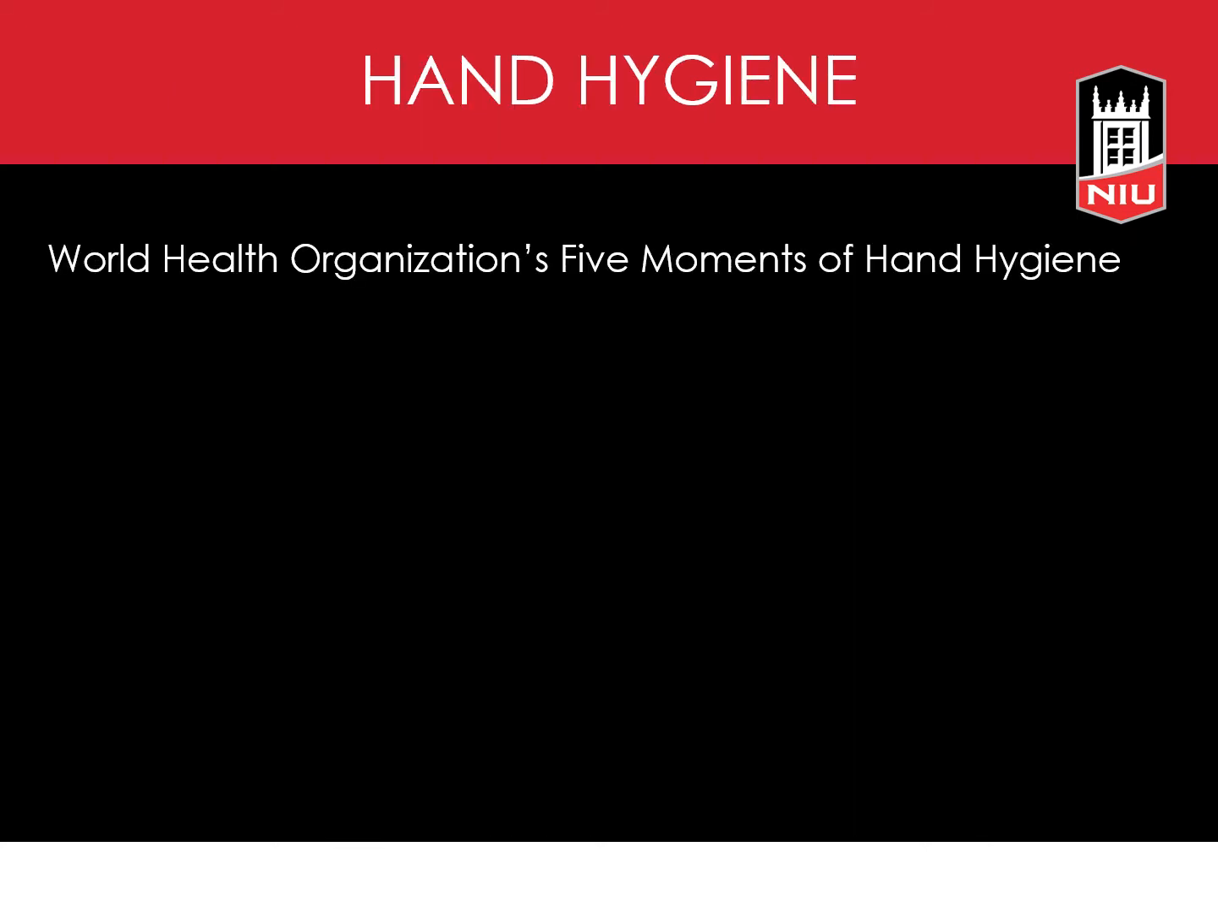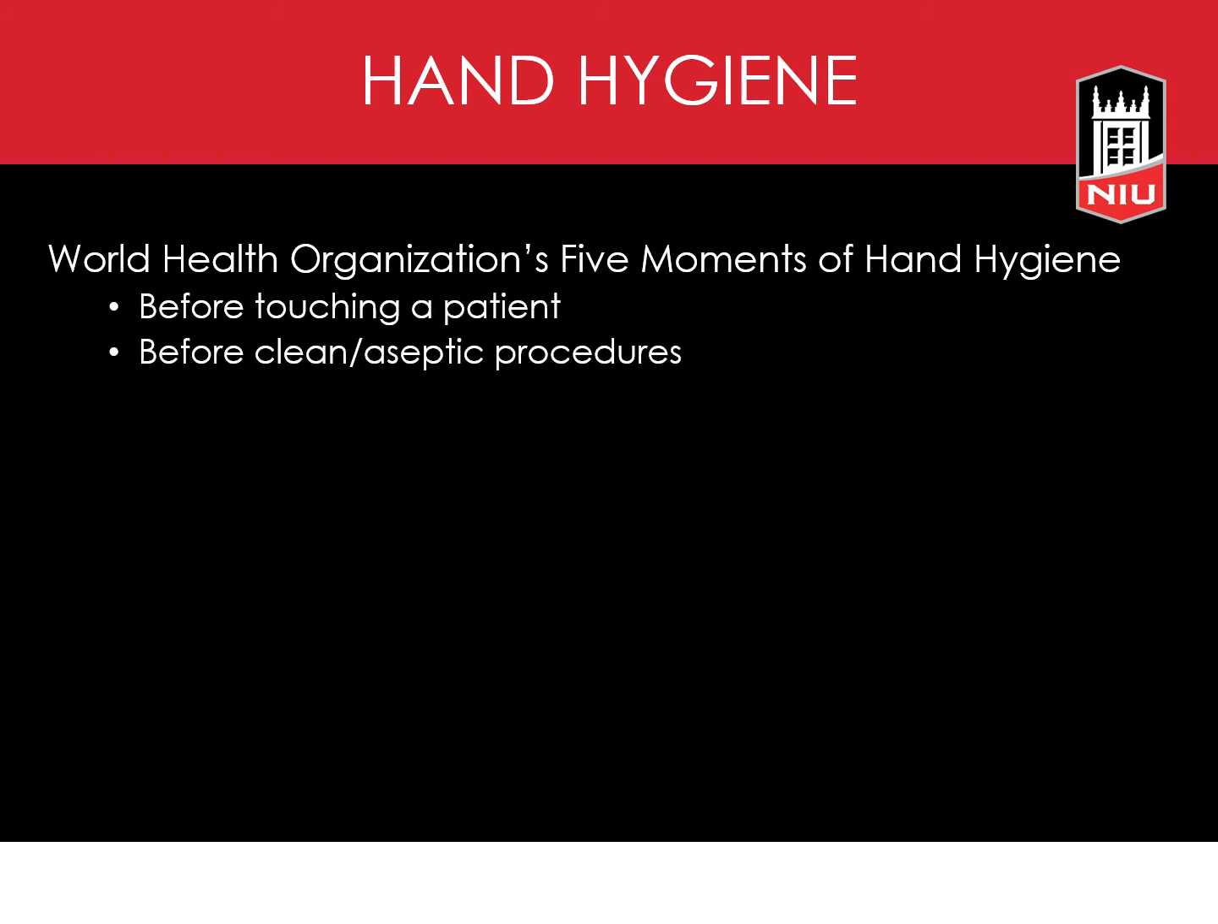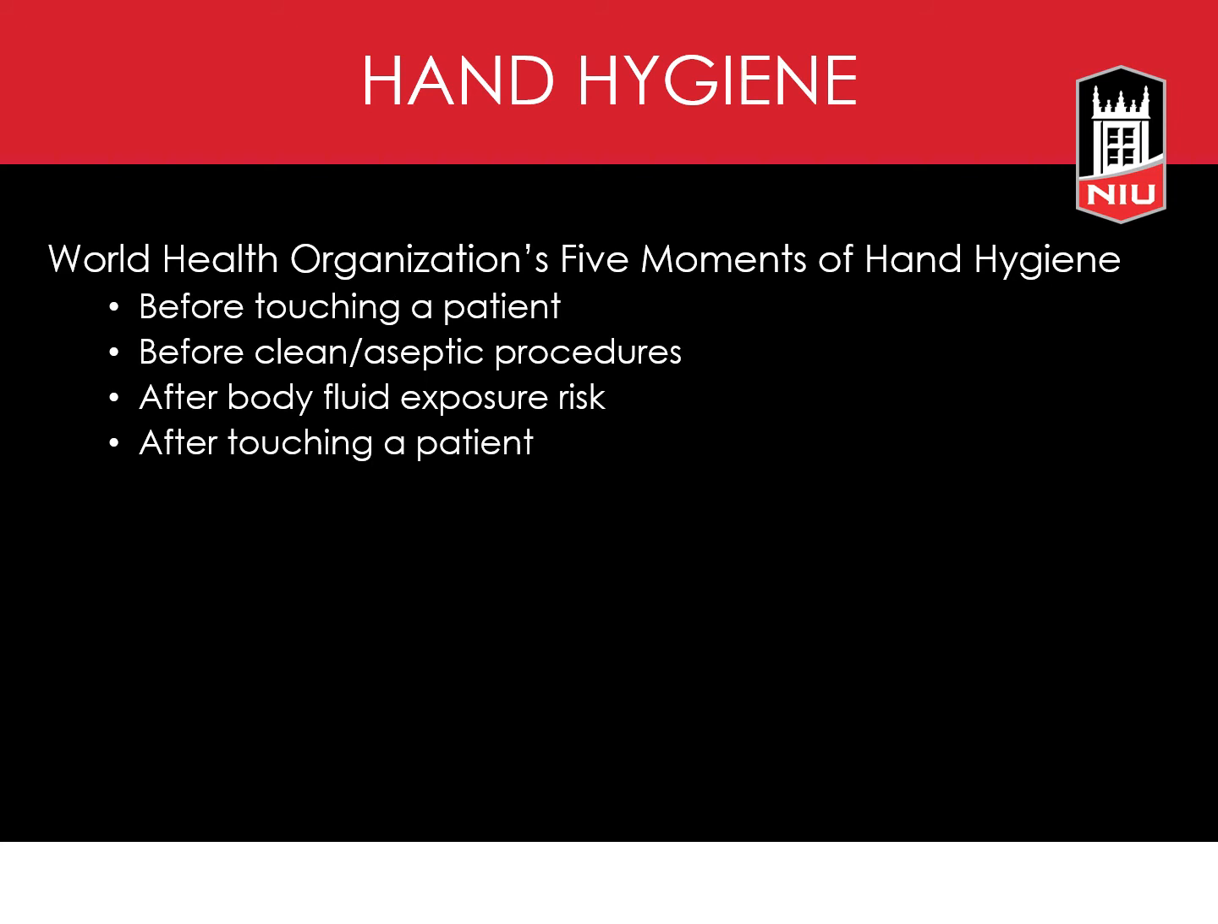Now that we understand all of the measures in place that keep us safe, let's discuss how we can control our exposures. The most effective way to prevent the spread of infection is to perform hand washing following the World Health Organization's 5 moments of hand hygiene. They are: always before touching a patient, before any clean aseptic procedures, after any body fluid exposure risk, after touching a patient, and finally, after touching patient surroundings.